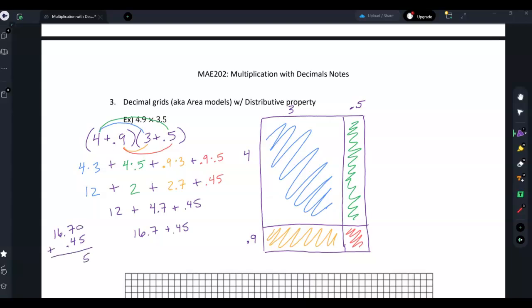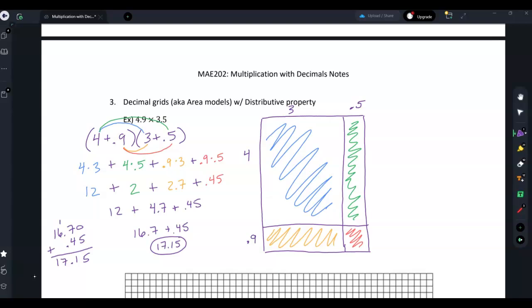So this is going to be 7 plus 4 is 11. Do some regrouping, and you don't have to use the standard algorithm. You can use whatever method you prefer for adding your decimals together. And so I get here 17 and 15 hundredths.